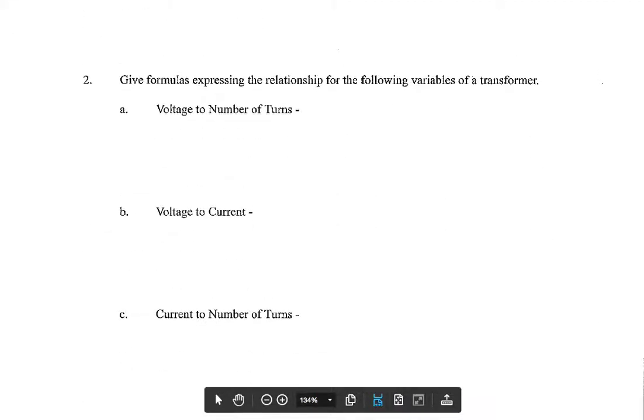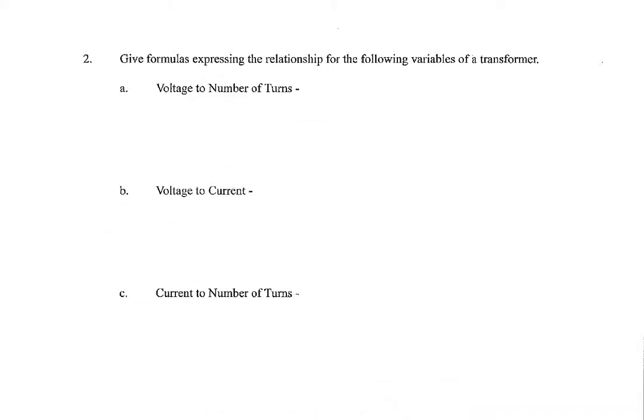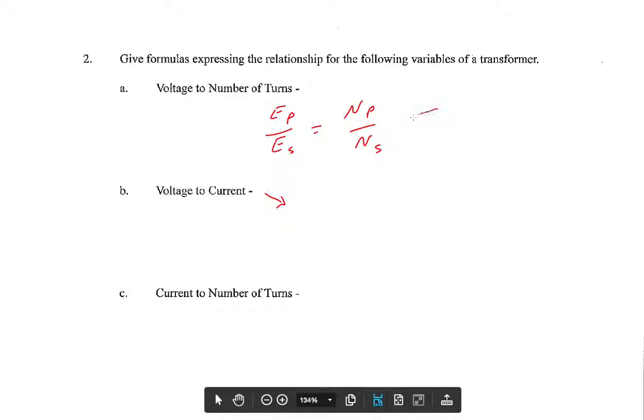Okay, next it asks about voltage to current. Well, let me just go ahead and write this. So primary to the secondary voltage is the same as the number of turns in the primary to the number of turns in the secondary. Now, the voltage to current is going to be different than this one.